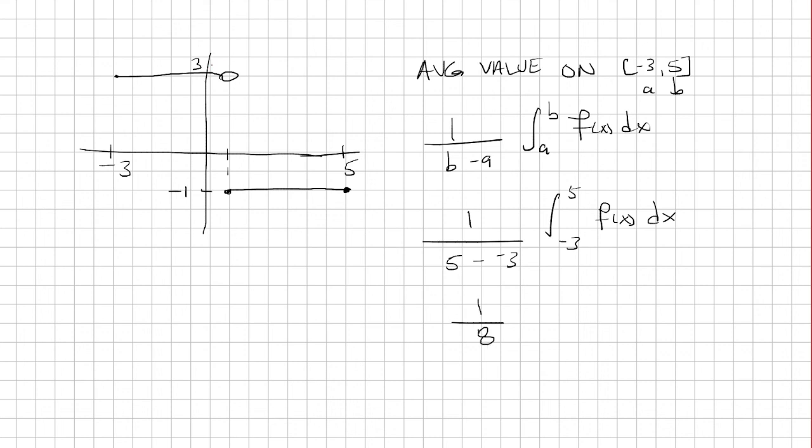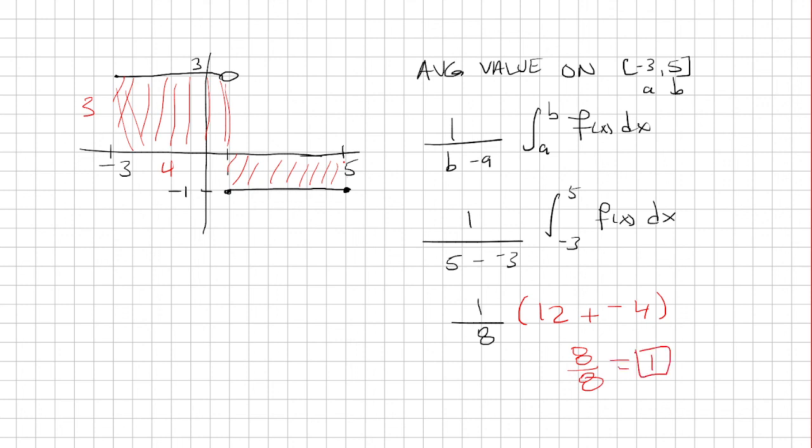Now find the area underneath the curve here. This is just a rectangle. The base is 4, height is 3. So that's 3 times 4 is 12. And then this area, we have the base is 4, height is 1. That's going to be 4 times 1 is 4. But because it's below the x-axis, it's going to be negative 4. 12 plus negative 4 is 8. 8 over 8 is 1. So the average value on this interval is 1.